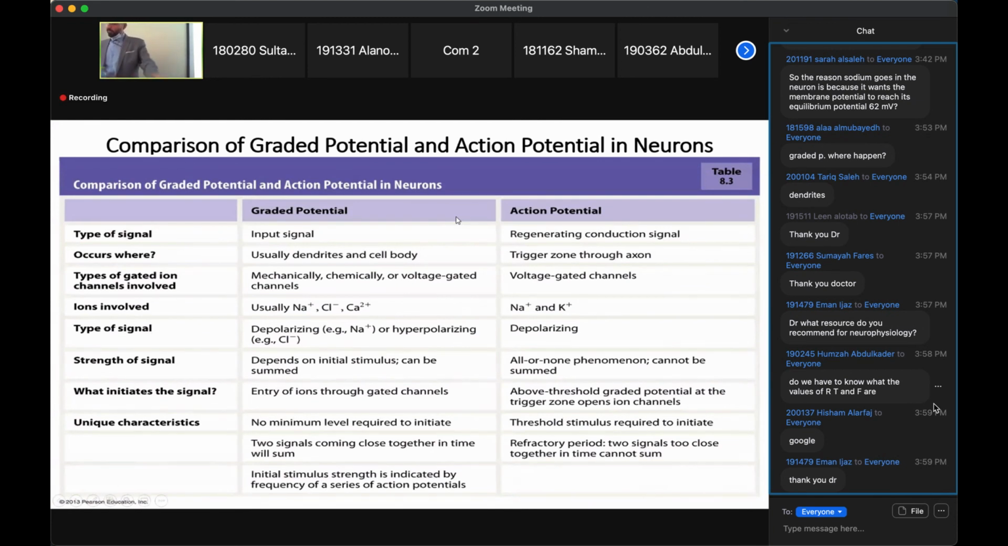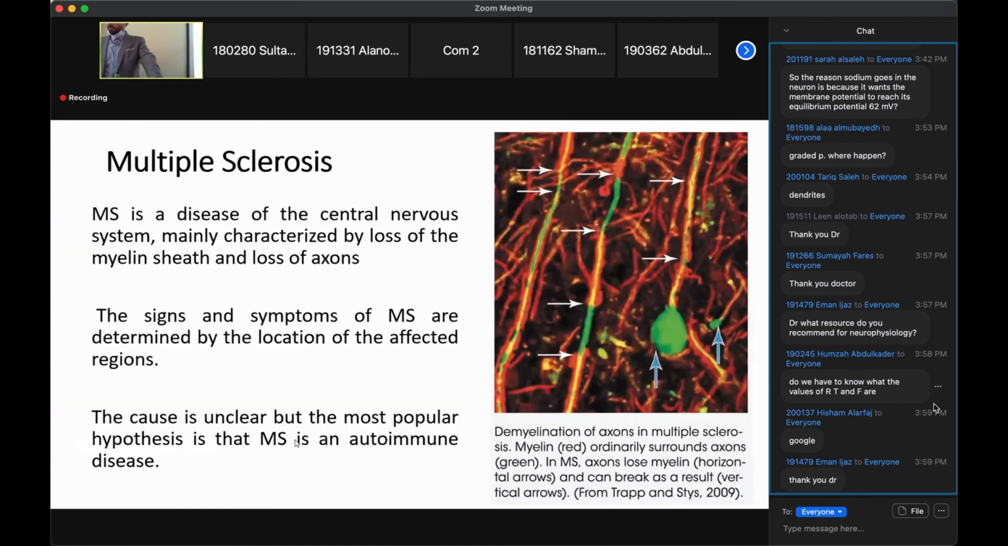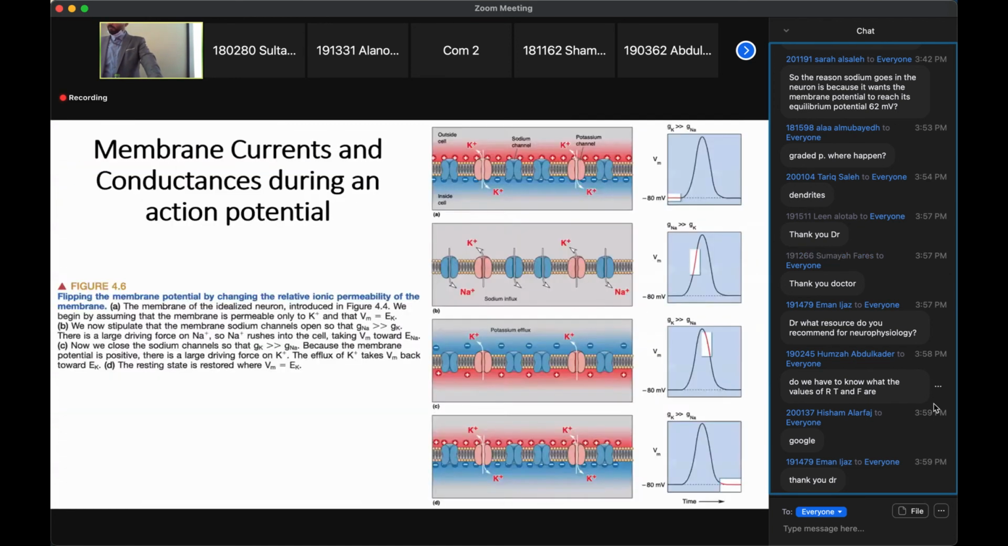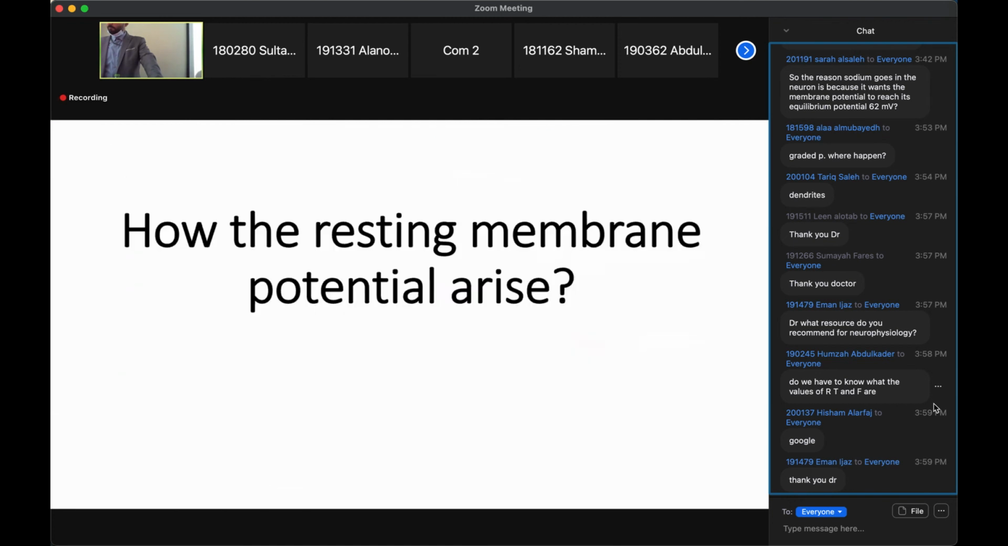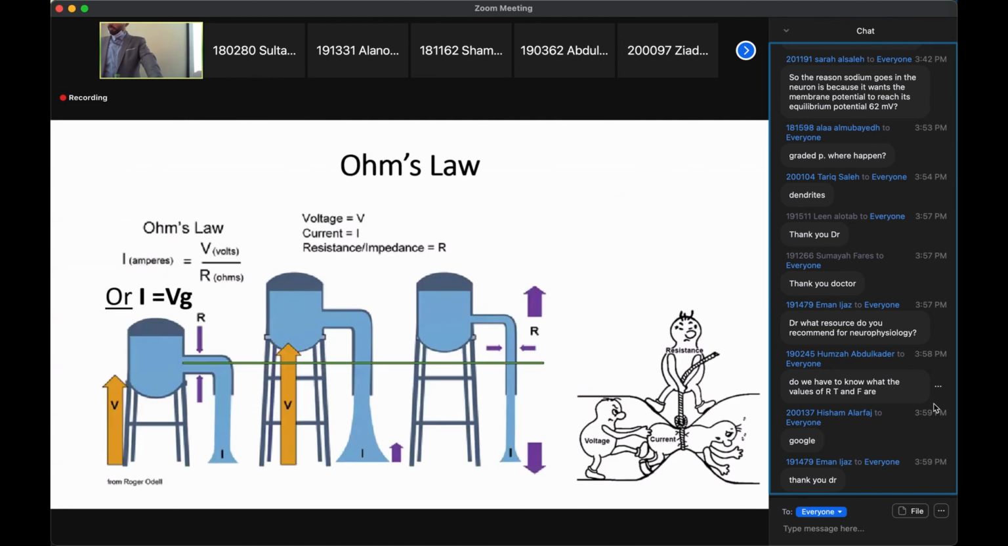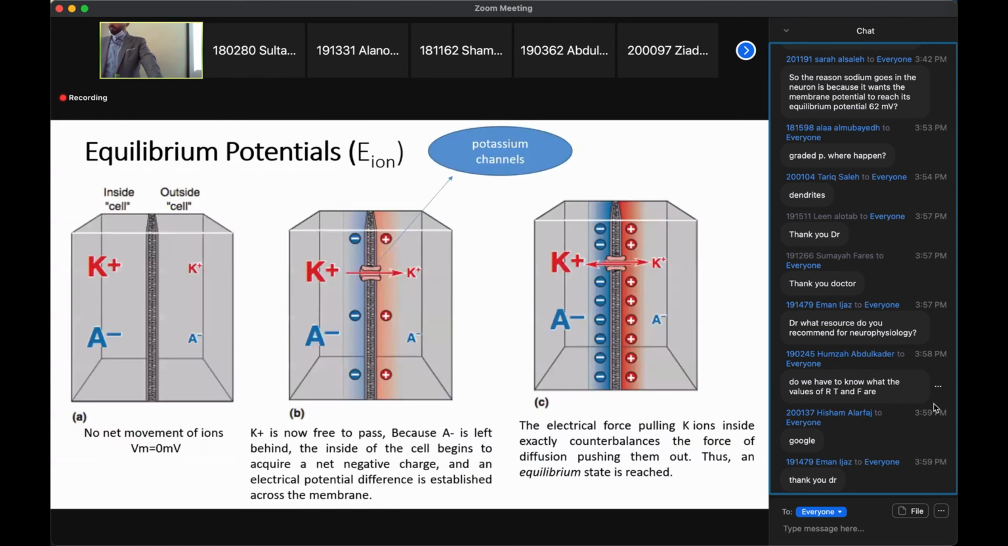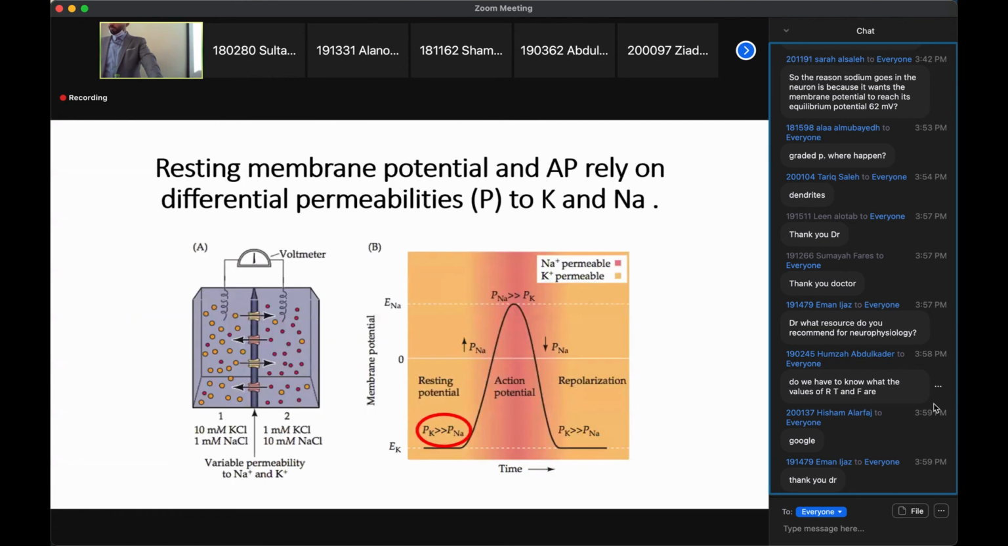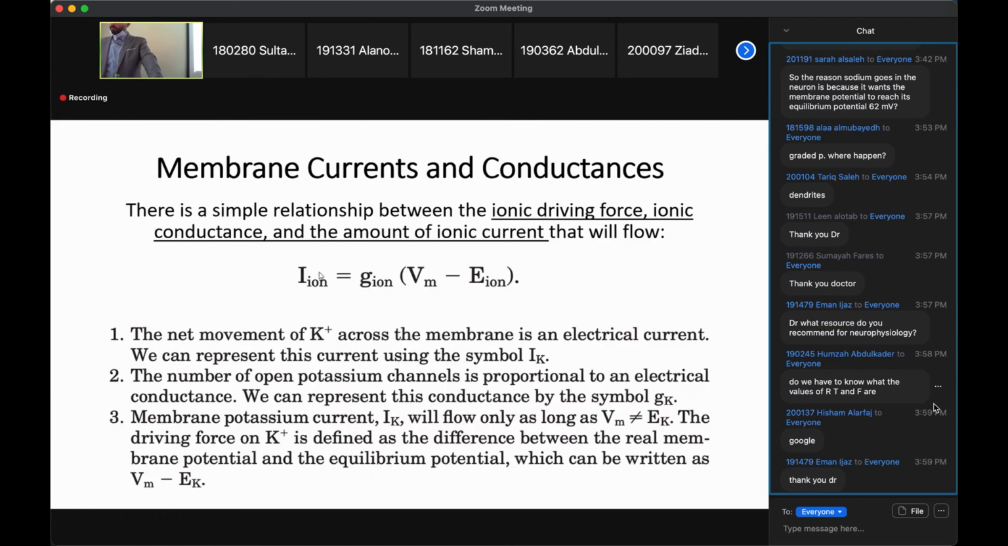How did you calculate the ionic driving force? No, the ionic driving force is calculated by subtracting the equilibrium potential for that ion from the membrane potential. So this is, let me show you, very important. Here, current equals conductance times the ionic driving force, which is between brackets: the membrane potential minus the equilibrium potential for that ion.